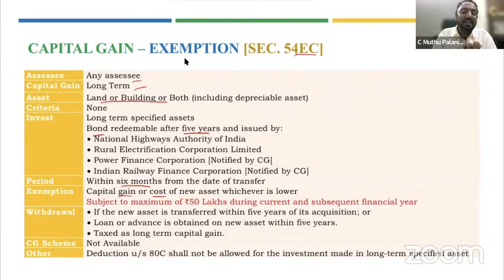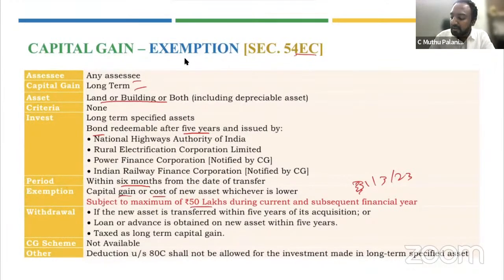Which means if I'm selling a property in financial year 22-23, my investment should be within 6 months. If my sale date is, let's say, 1st March 23, I have to invest within 6 months. So March, April, May, June, July, August. For this entire 6-month period, the total limit is 50 lakhs, which means current financial year 22-23 and financial year 23-24, both put together, my maximum limit is only 50 lakhs.